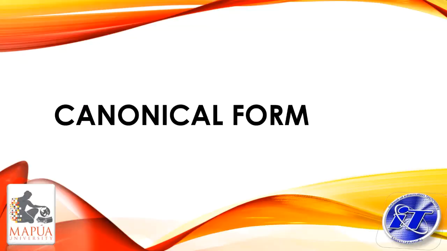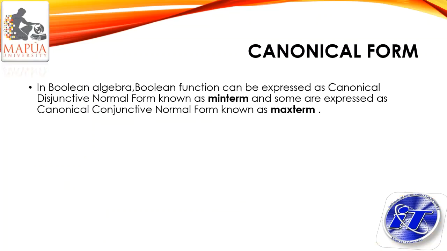In this video lecture, we're going to discuss canonical form. So what is canonical form? Canonical form is another way of representing our Boolean equation. Using min term and max term, it replaces our product term and sum term in our equation.